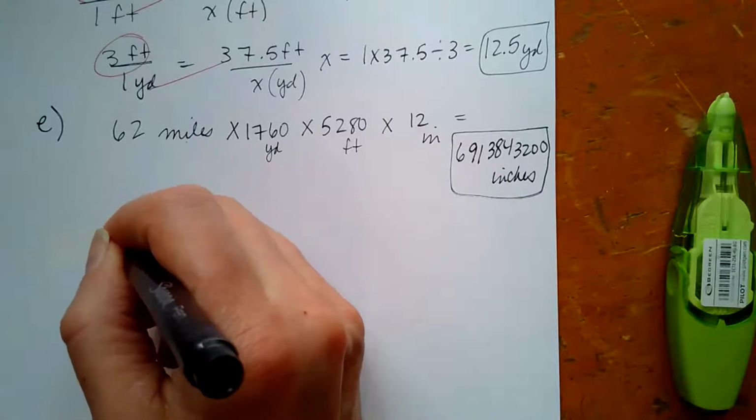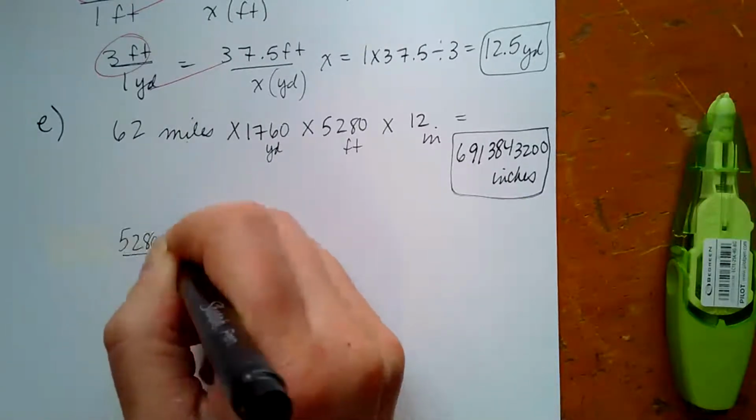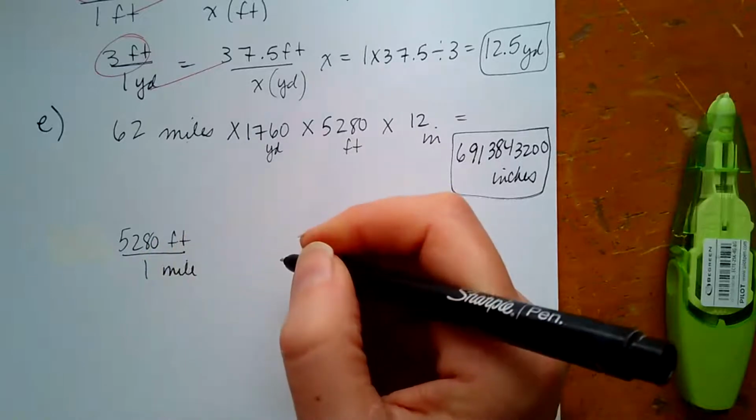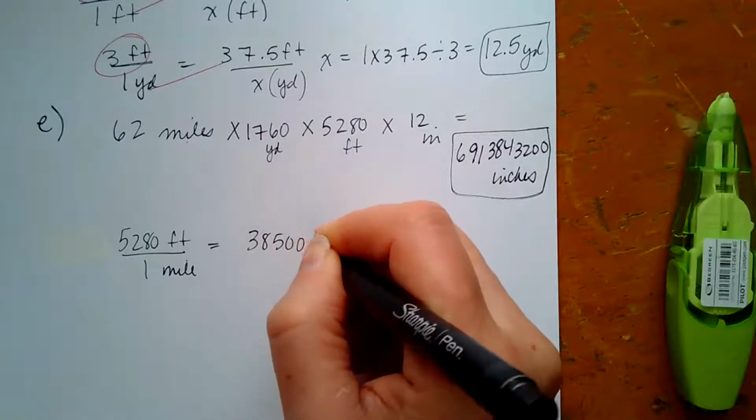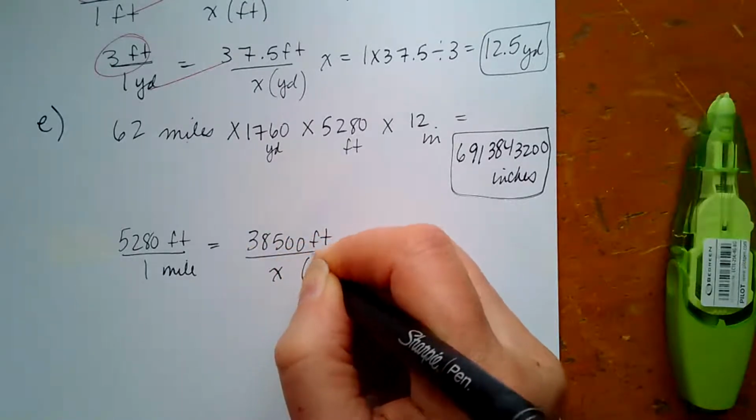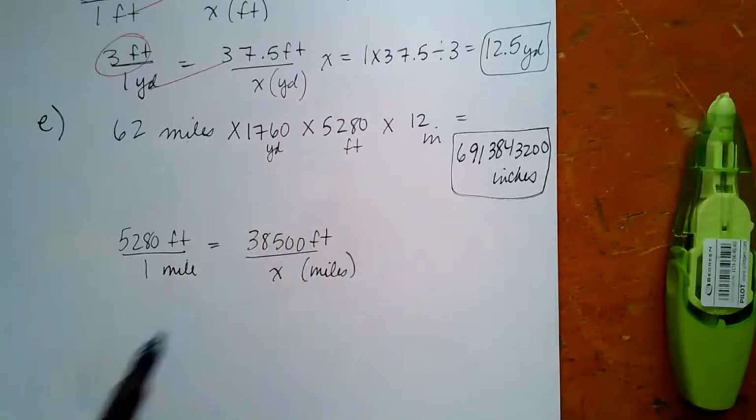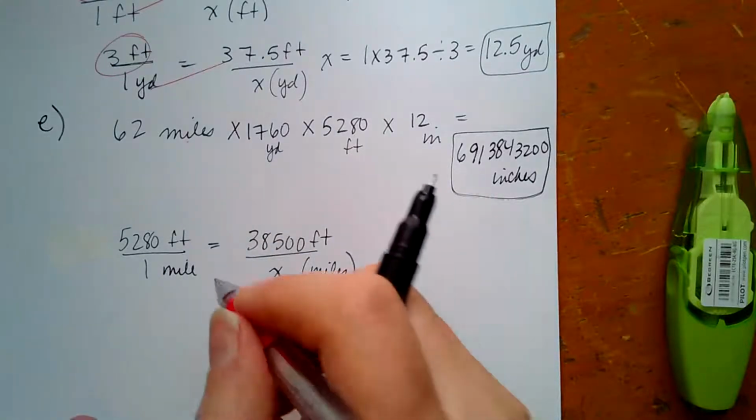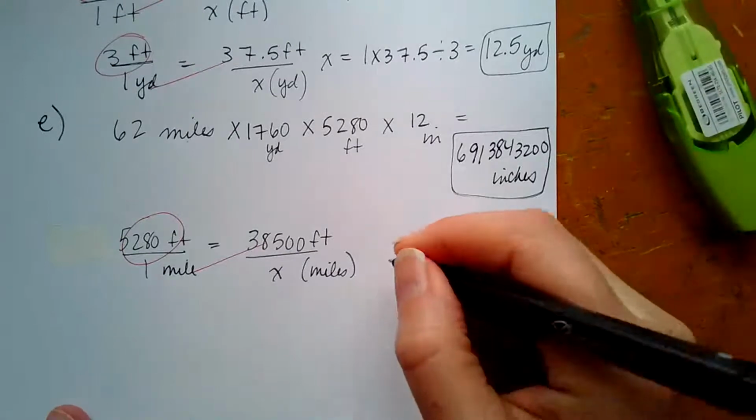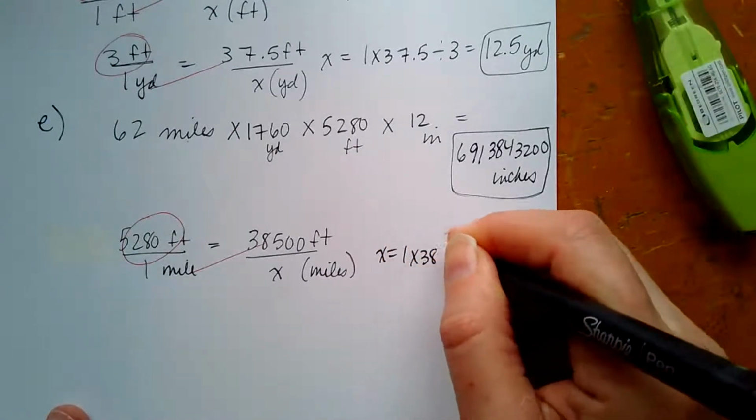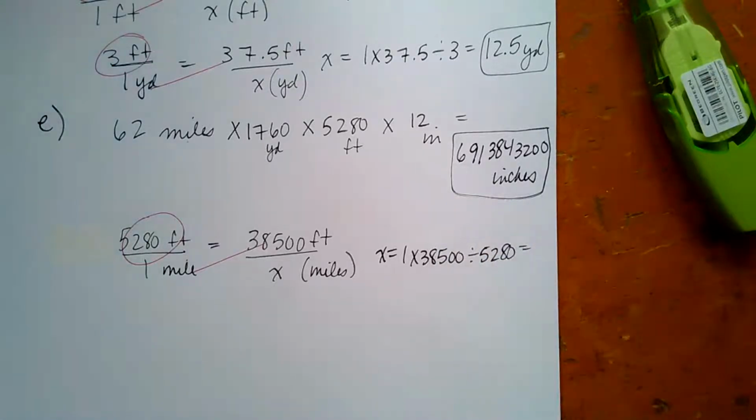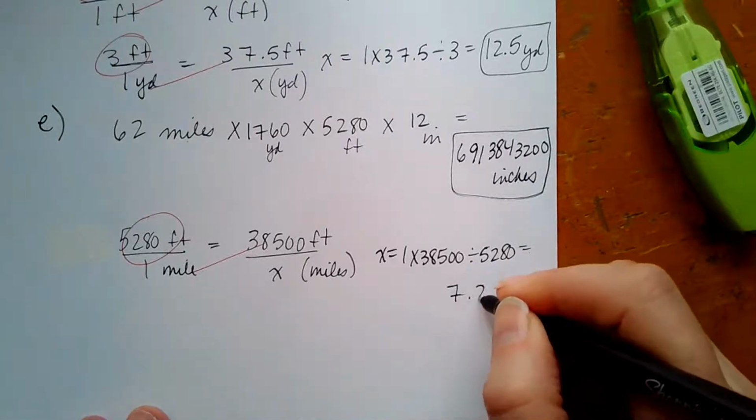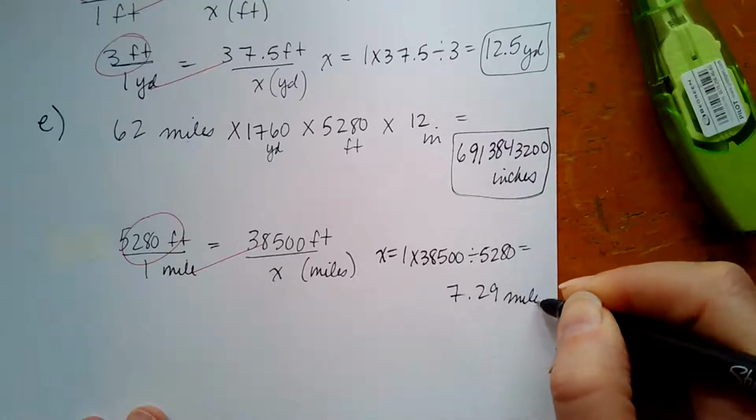So 5280 feet is 1 mile. And we want to convert 38,500 feet to how many miles? Okay, this is the same procedure we were doing before. They've just added a few words to put it into context. So x equals 1 times 38,500 divided by 5280. And we get 7.29, I have to round, miles.